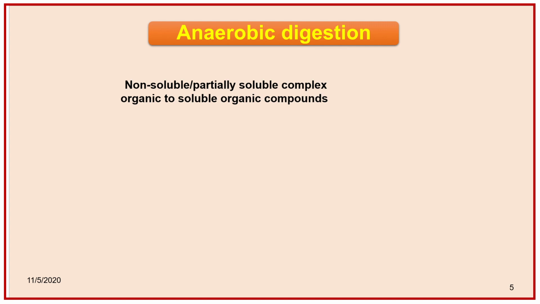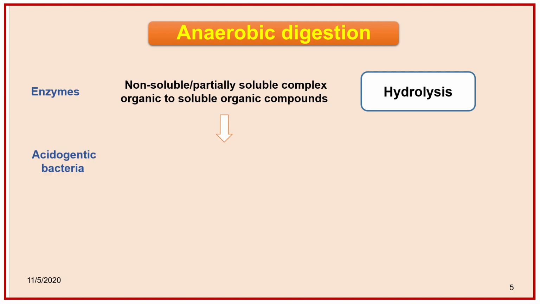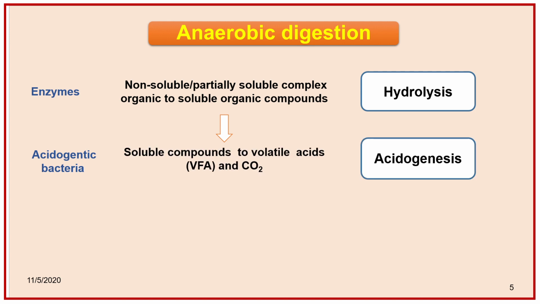Firstly, the non-soluble and partially soluble compounds of the biomass material are converted to soluble organic material. Complex material becomes simpler material by enzymatic activity, and the process is called enzymatic hydrolysis. Later, the products formed in the hydrolysis, that is, the soluble organic compounds, are acted upon by the acidogenetic bacteria to form volatile acids and carbon dioxide. The process is known as acidogenesis because in this process we get acids. So formation of acid is called acidogenesis.